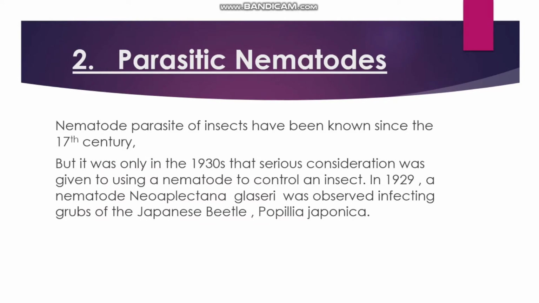Nematodes, parasites of insects, have been known since the 17th century, but it was only in the 1930s that serious consideration was given to using a nematode to control an insect. In 1929, a nematode, Neoaplectana glaseri, was observed infecting grubs of the Japanese beetle, Popillia japonica.